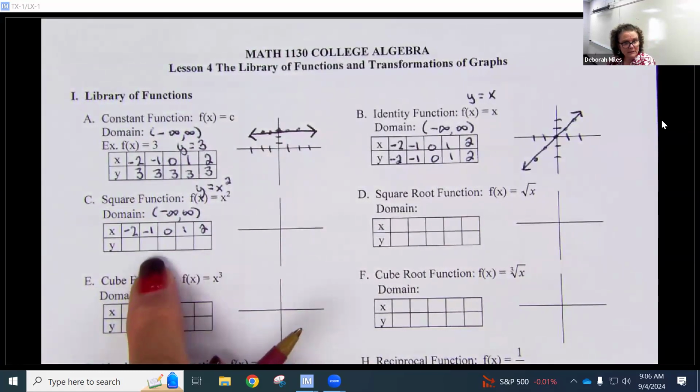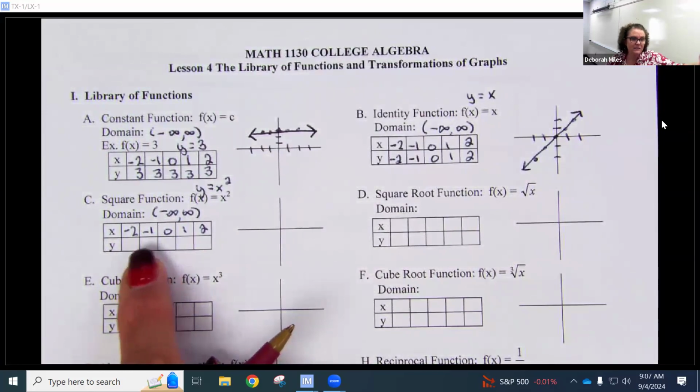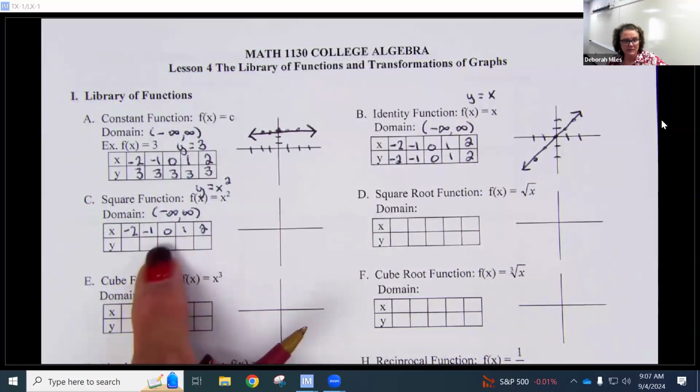Pick your favorite x's, and I'm really not trying to be boring here as much as I am getting a good sample of different things x can be. I like some negative x's, some positive x's, and 0. That usually gives me a pretty good picture of the graph.